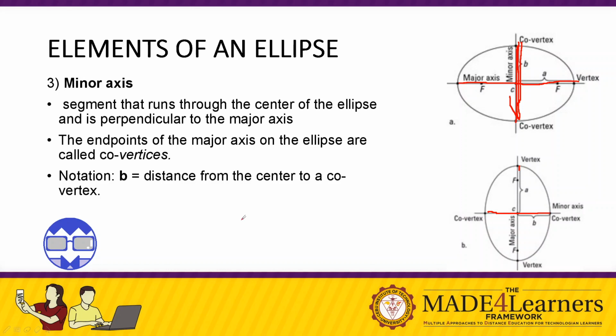If the endpoints of the major axis are called vertices, the endpoints of the minor axis on the ellipse are called co-vertices. So here is the co-vertex. Another co-vertex is here, then here and here. Note that the distance from the center to a co-vertex is b.